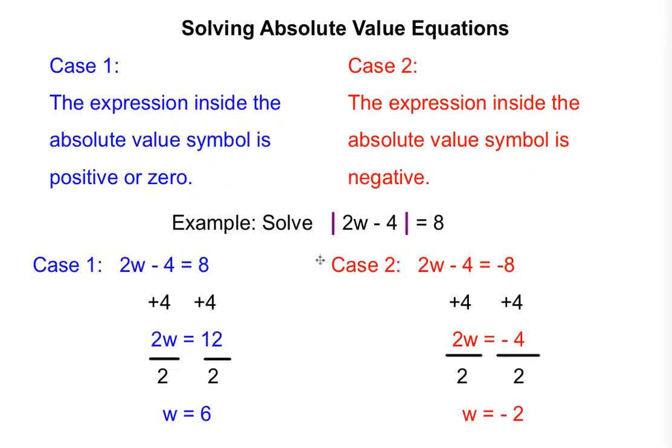Substitute 6 in for the value of w. 2 times 6 is 12. 12 minus 4 is 8. The absolute value of positive 8 is 8. That checked out. Let's check with negative 2. Replace w with negative 2. 2 times negative 2 is negative 4. Negative 4 minus 4 is negative 8. The absolute value of negative 8 is 8.